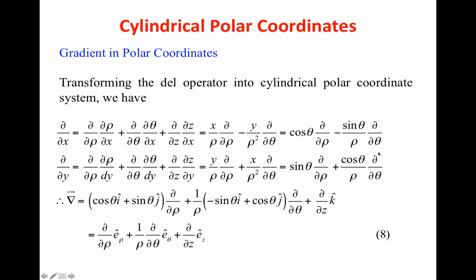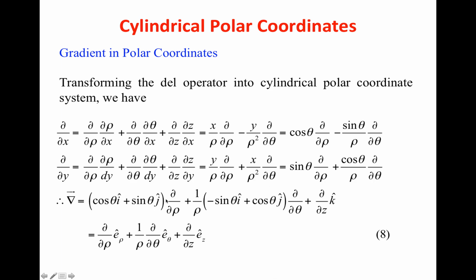So pause the video here for some time. Try to do a little bit of calculation yourself and verify that the operator del by del x comes out to be equal to cos theta into del by del rho minus sin theta by rho into del by del theta, whereas del by del y comes out to be equal to sin theta into del by del rho plus cos theta upon rho into del by del theta. And the last component remains the same, because we are not changing the direction of z when changing from Cartesian coordinates to the cylindrical polar coordinates.